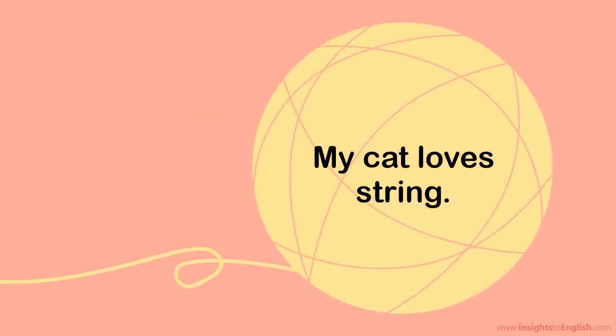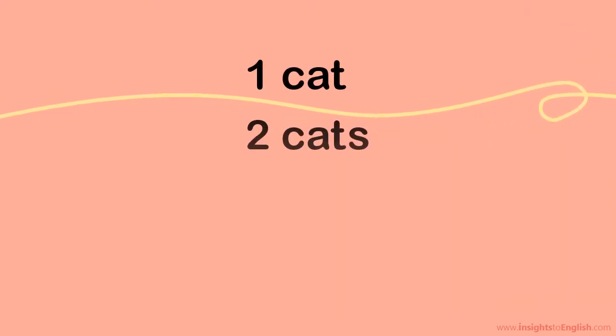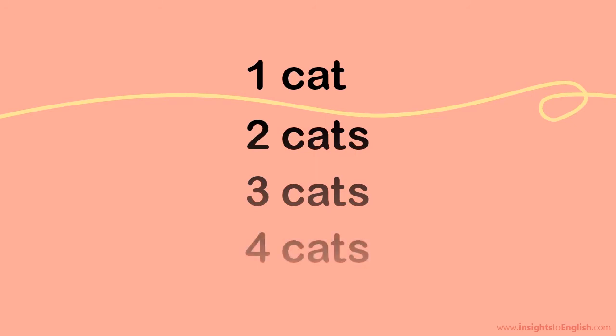Consider this sentence. My cat loves string. Suppose your students know all the words and the order needed for the sentence, but they also know that words change sometimes, which can make things tricky. 1 cat, 2 cats, 3 cats. First, we add an s to cats, nouns that are plural. But verbs can change too.